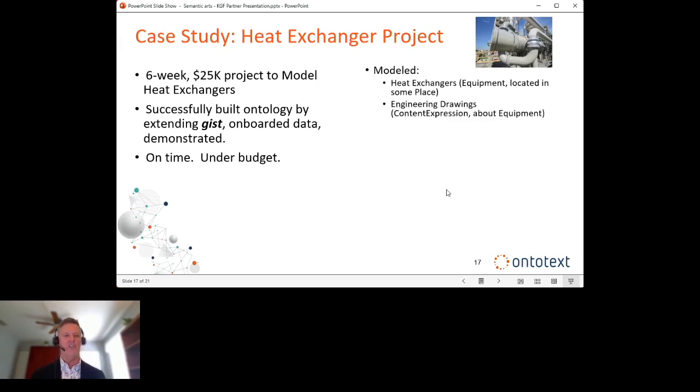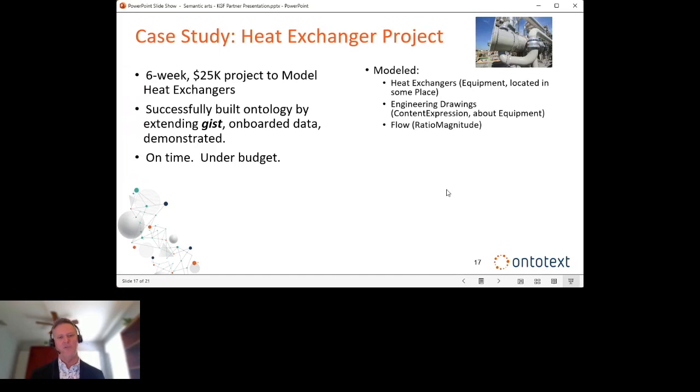They wanted to model engineering drawings that were about their heat exchangers. So we were able to say, okay, an engineering drawing is something GIST would call, I mentioned content before, and then we have the notion of content expression, when you take some intellectual content and actually put it in some format. So an engineering drawing would be a content expression about equipment, or actually about heat exchangers potentially. Engineering drawings would be more general, about any equipment, and then we could model engineering drawings specifically about their heat exchangers if we wanted to.